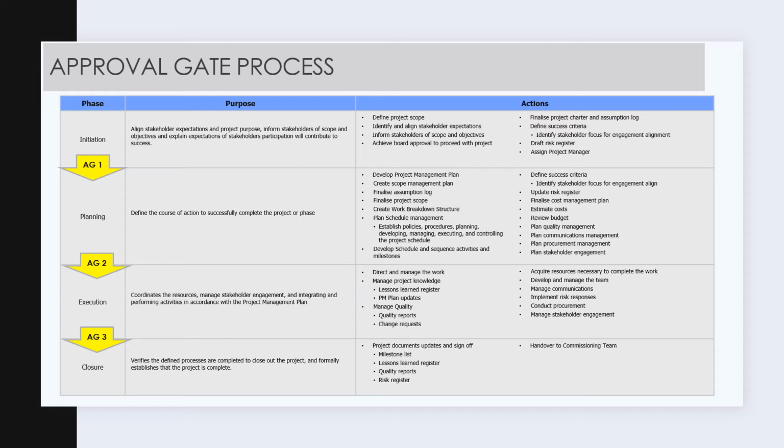We need to be defining the project scope, including defining roles, responsibilities and authorities and resources required. Also identifying and aligning stakeholders and informing them of the scope and objectives of the project. We need to also achieve board approval to proceed to the next phase, being planning.